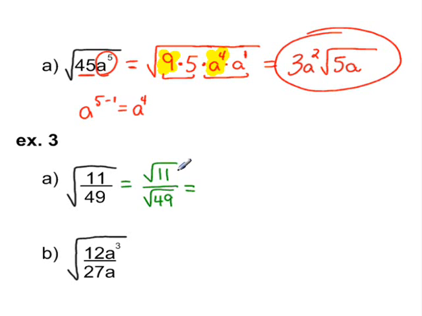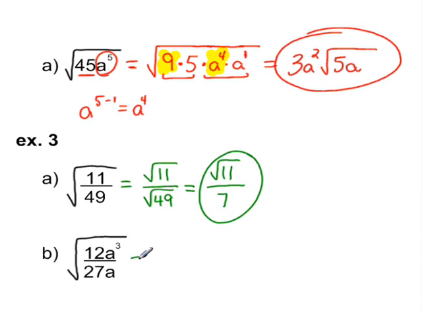Now up here, 11 doesn't have any perfect square factors, and it's not a perfect square itself, so I'm going to leave it alone. That's just going to be radical 11. But the bottom, we can take the square root of 49 in our heads. Square root of 49, that's 7. Since I can't do anything else with 11, I've got my answer right here.